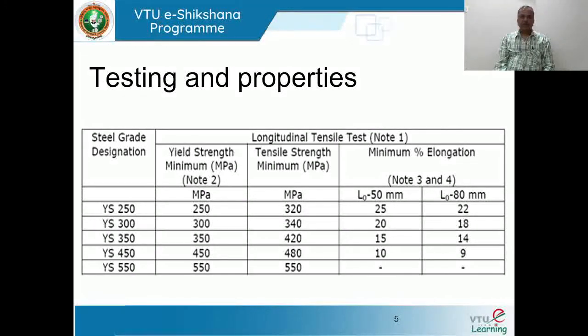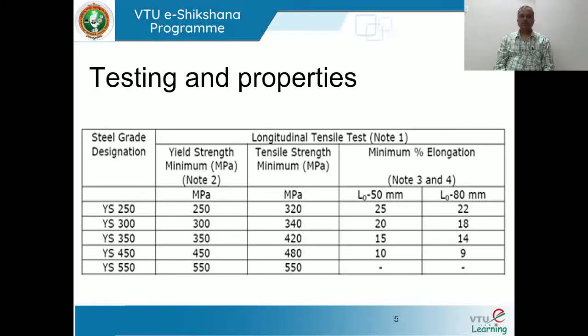What is expected is a minimum of 250 as far as yield strength is concerned, and 320 as far as ultimate tensile strength is concerned. But when you actually test the steel, we get slightly more strength. So that is always to be expected. But anything less than that, the steel is not manufactured properly, and we need to reject that particular type of steel. And also, if you see the minimum percentage elongation, this has been discussed in the previous class.